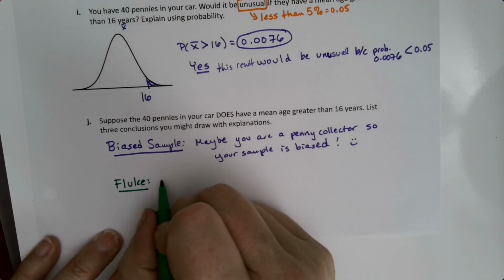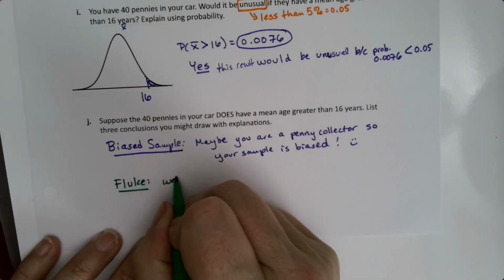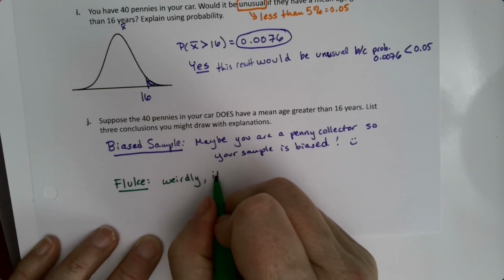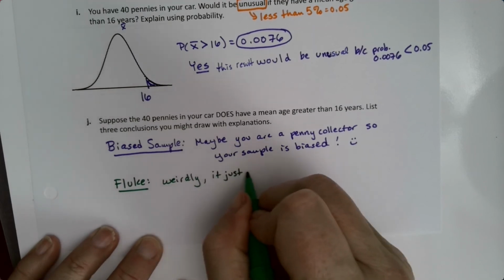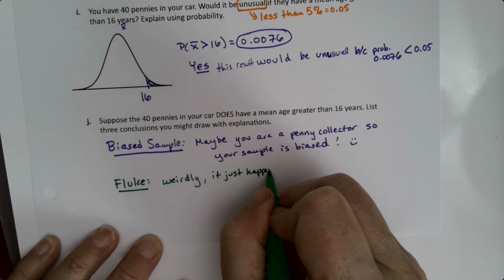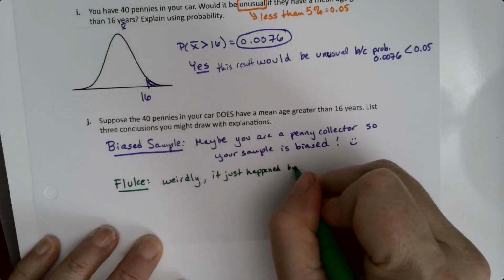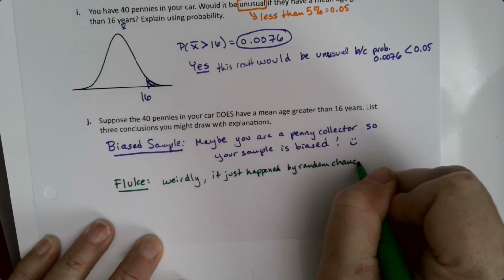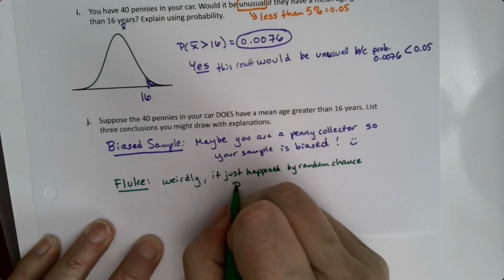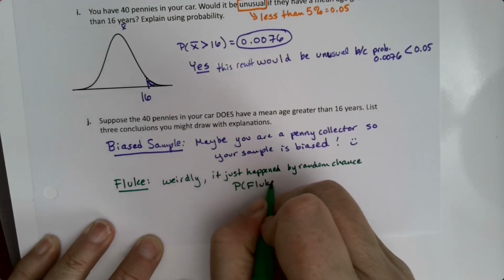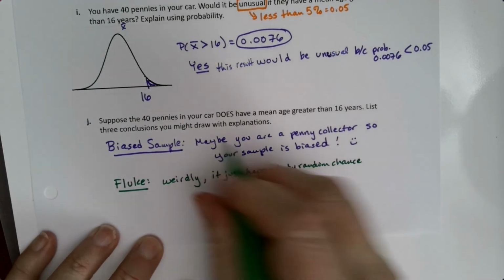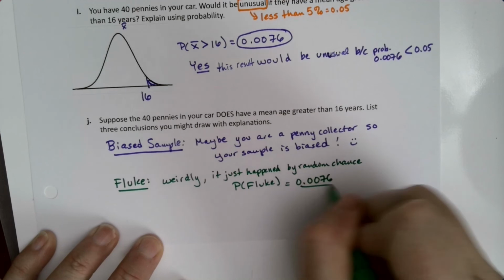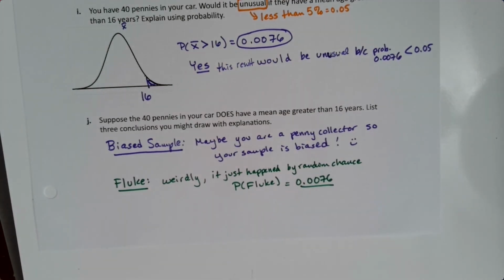So, weirdly, it's not because your sample was biased. It just happened by random chance. Now, the probability of that random chance, the probability of this fluke, right, this weird thing happening by random chance, is 0.0076. Right, that's what you were finding in letter I.